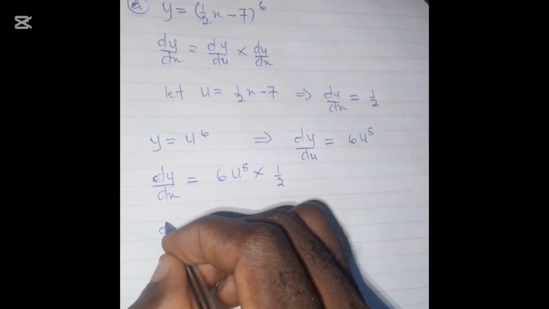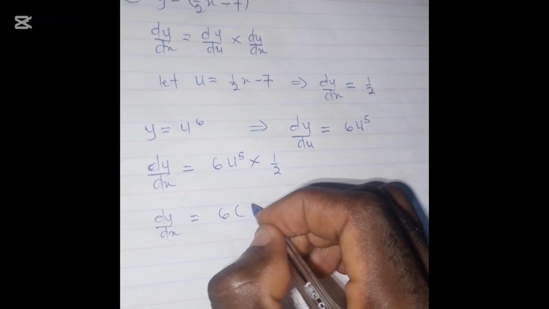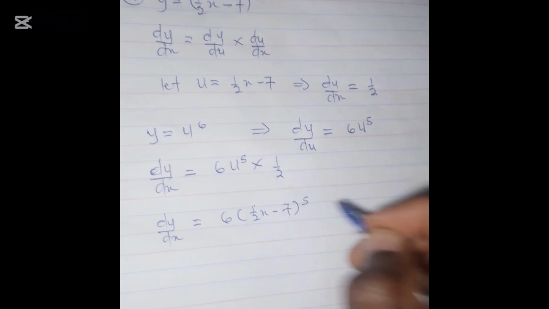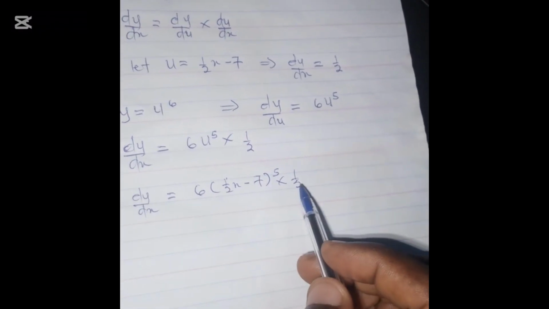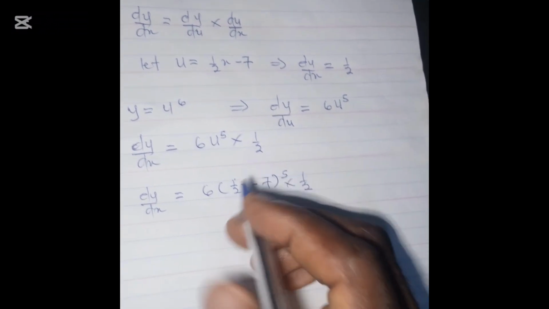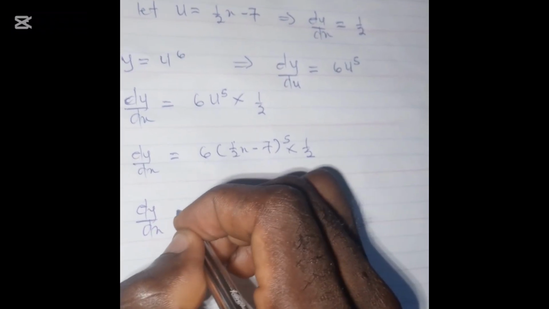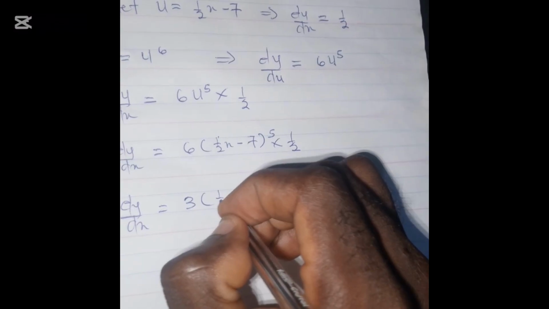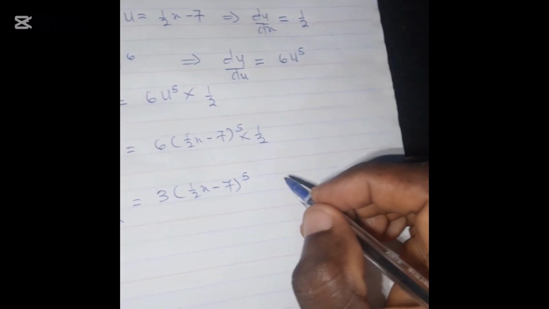So we are going to have dy/dx equal to 6 into bracket (half x minus 7) all raised to the power 5, then multiplying by half. Now 6 and half are multiplying. 2 goes into 6 3 times, so we have dy/dx to be 3 into bracket (1 over 2)x minus 7 all raised to the power 5. And this is our differential.